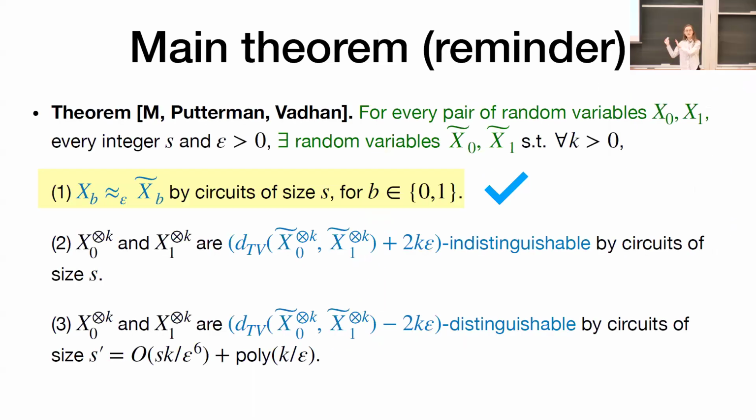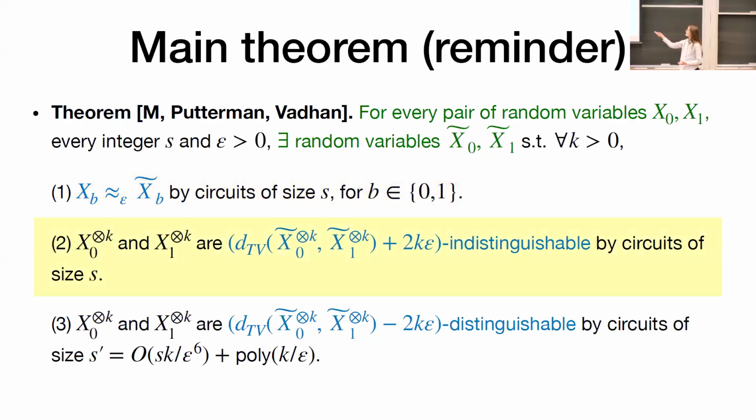So first, let's take the x0 tilde and x1 tilde that the previous theorem gave us. By that previous theorem, we have indistinguishability of x0 and x0 tilde by size s circuits already, and the same for the 1 variables. So we're already done with this first point. Now let's focus on the second point here.